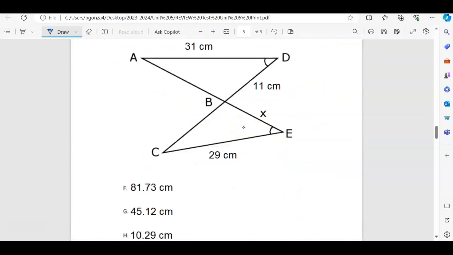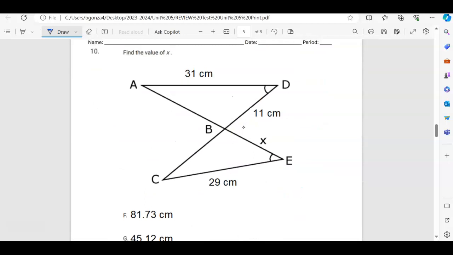All right. Number 10. Let's find the value of x. So I can see that I've got this angle similarity. So x corresponds to 11, 29 corresponds to 31. Let's set that up. x goes to 11, and then 29 goes to 31.